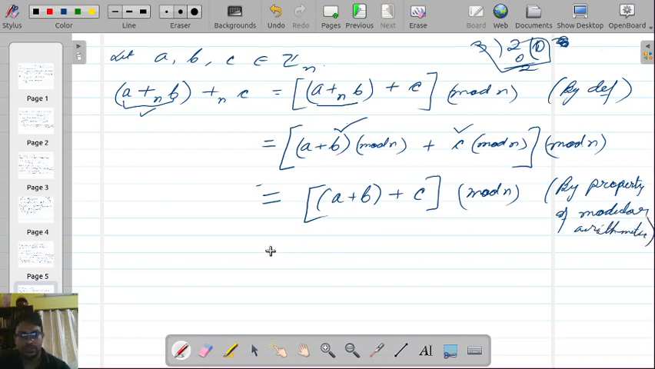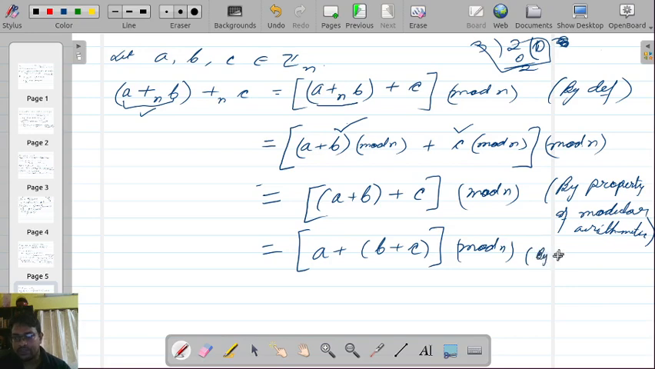Okay, so these are actually integers, so they satisfy the associative property. So (a + b + c) mod n. This is by associativity of integers. Okay, a, b, c are integers, so they satisfy the associative property.